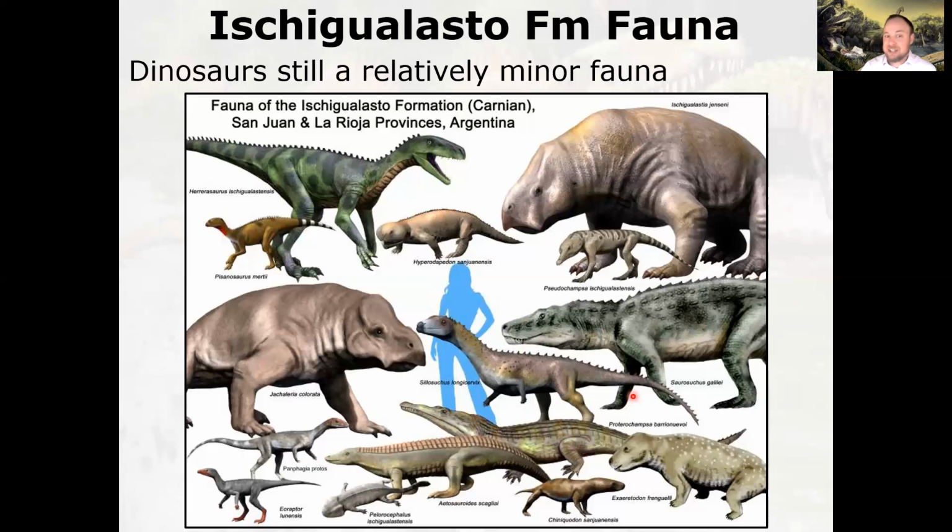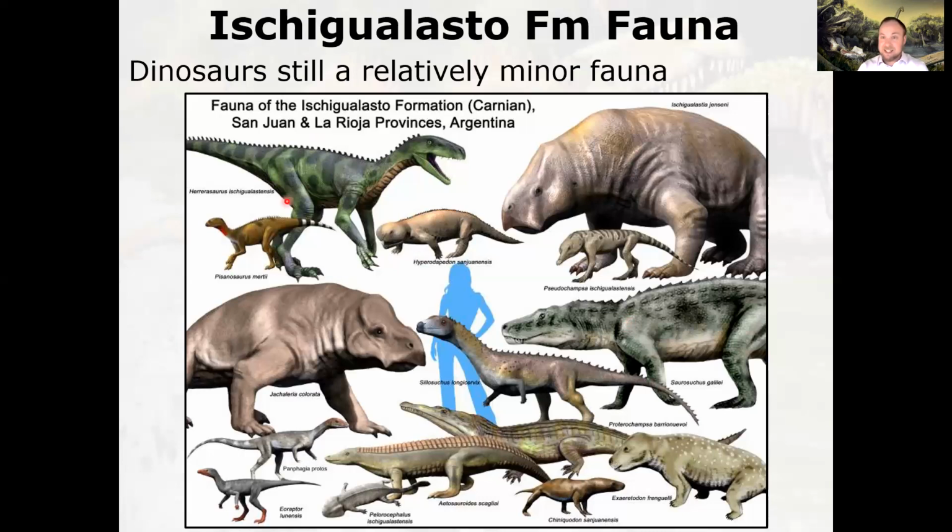There's still not a lot of dinosaurs around, and they have to compete with these other animals. It's not until the Carnian pluvial event starts favoring dinosaurs and not favoring these crocodiles, and then the end Triassic does them in, that dinosaurs really start diversifying and growing in body size.